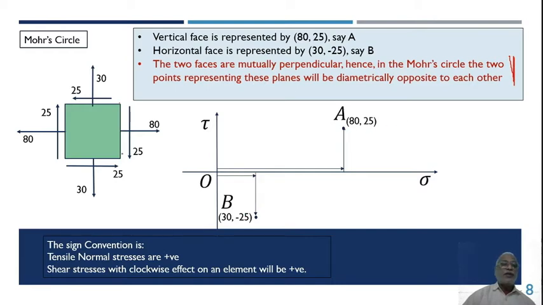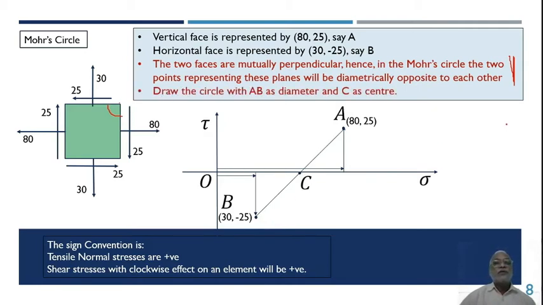So point A and point B represent the vertical and horizontal faces. When the angle between them is 90 degrees, in Mohr circle they will be diametrically opposite. That means if you join the points A and B, that would be the diameter of the Mohr circle. So I have joined them, and the point C, which is on the normal stress axis, becomes the center of the Mohr circle because AB is a diameter. Now it is easy to draw the Mohr circle. Draw the circle with AB as diameter and C as center. That is your Mohr circle.